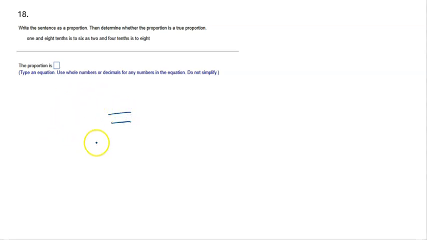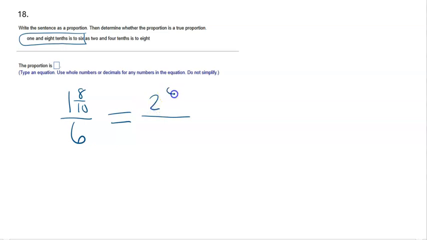So let's write the ratio on the left. It says 1 8/10 is to 6. So that is your first ratio. 1 8/10 is to 6 as, now we're doing our second ratio, 2 4/10, so 2 4/10 is to 8.